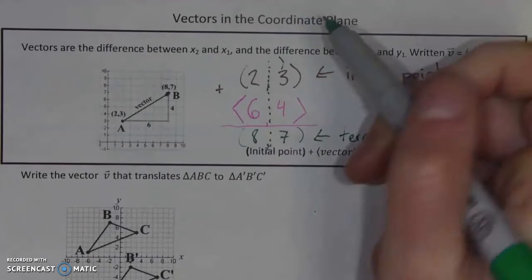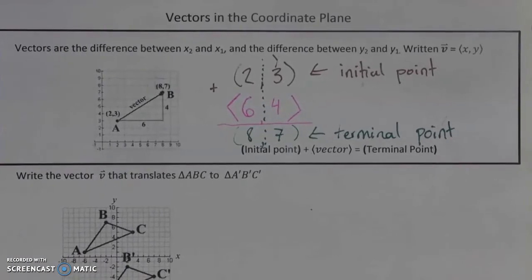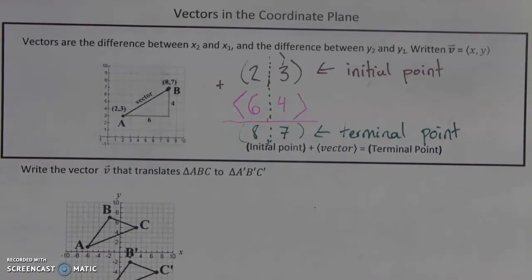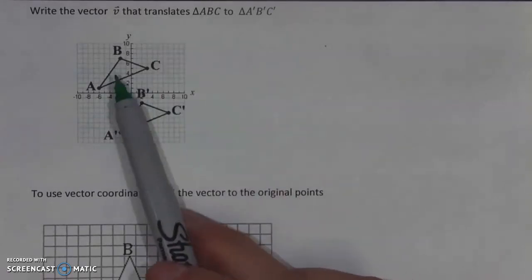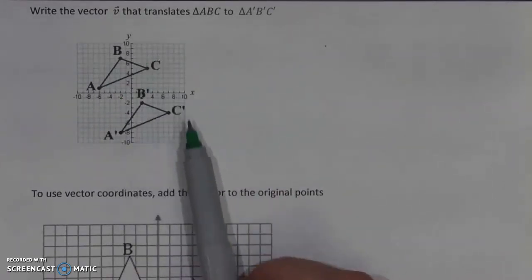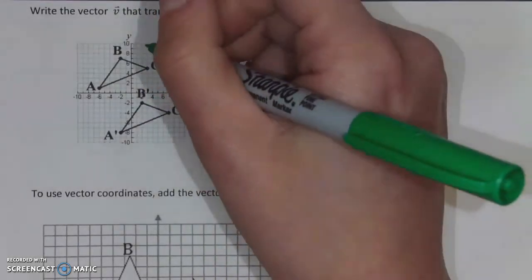And we can use this idea to either find a vector given a transformation or to take an image or pre-image and shift it around into its new image. So let's try both of those real quick. If I want to find the vector v that translates the original pre-image ABC onto the image A prime, B prime, C prime, I have two options.